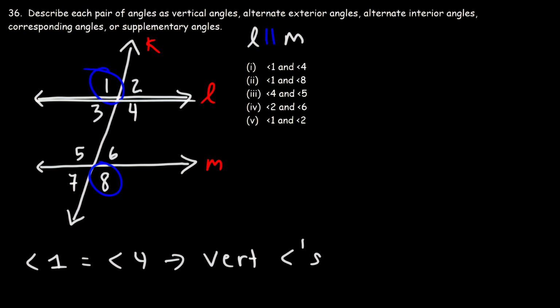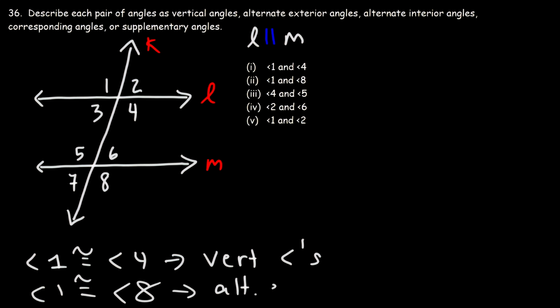And notice that they are on alternate sides of the transversal. Line K is the transversal because it cuts through the two parallel lines. And as you can see, 1 and 8, 1 is on the left side of the transversal, 8 is on the right side. So they are on alternate sides of the transversal. So therefore, angle 1 and 8, they're congruent, and they are alternate exterior angles.